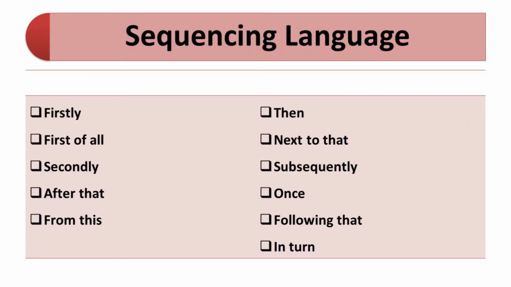For example, if you are writing the first step, you can say firstly or first of all. For the second step, you can say secondly. Then you can keep on using other expressions like after that, from this, then, next to that, subsequently, following that, once, or in turn. So these are different expressions that you can use to give a sequence to the steps that you are writing.